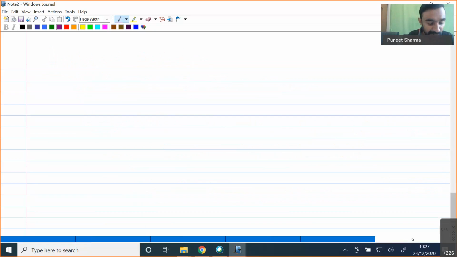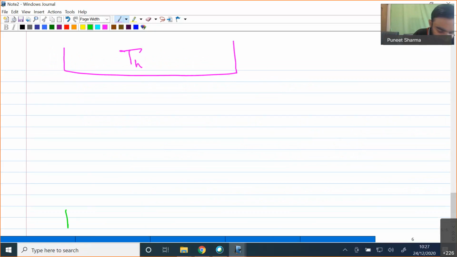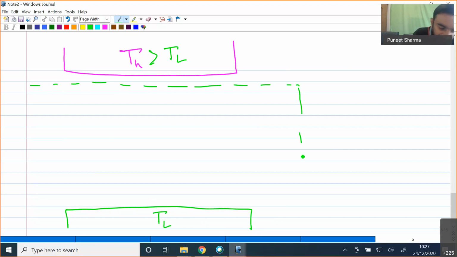Now let me explain the process of the refrigerator. In the case of a refrigerator, the process is thermodynamically similar to that of a heat engine, but the difference is that it operates in a reverse manner. What we have here is TH greater than TL. This is our heat source and this is our heat sink. In this case, we will have the transfer of heat in the opposite direction. In between, say I have some device, and that particular device I am calling my refrigerator.